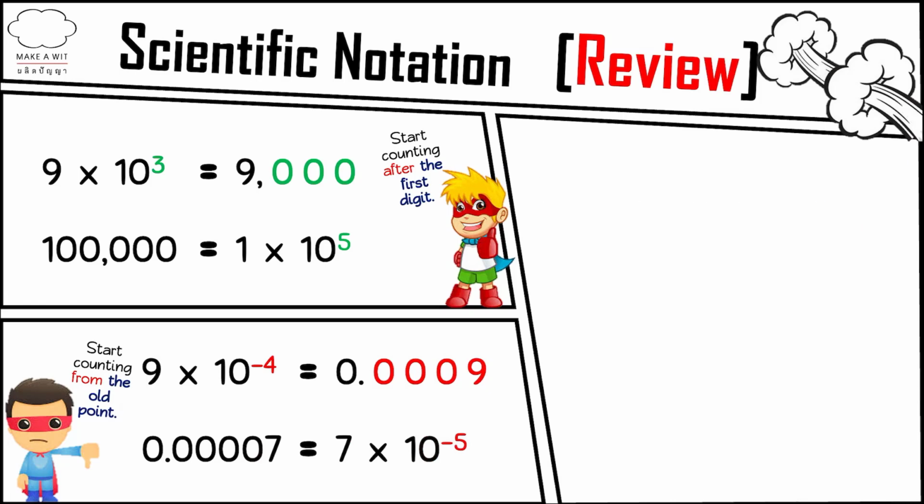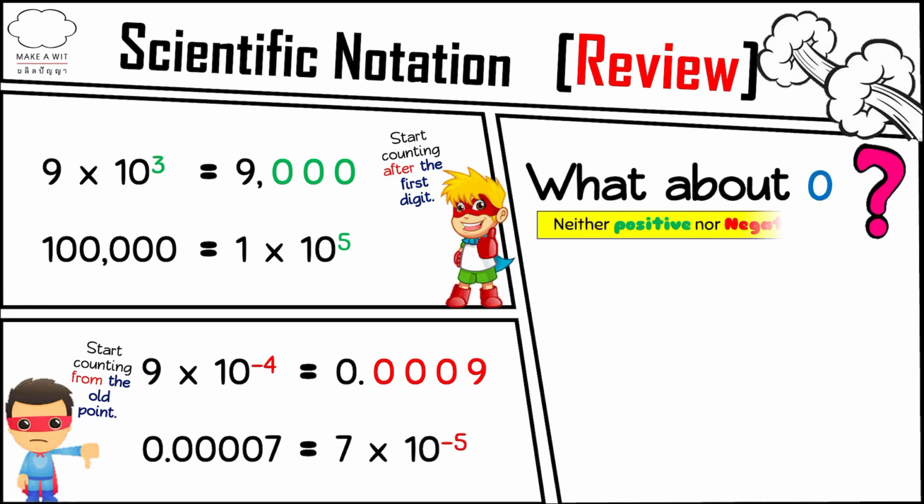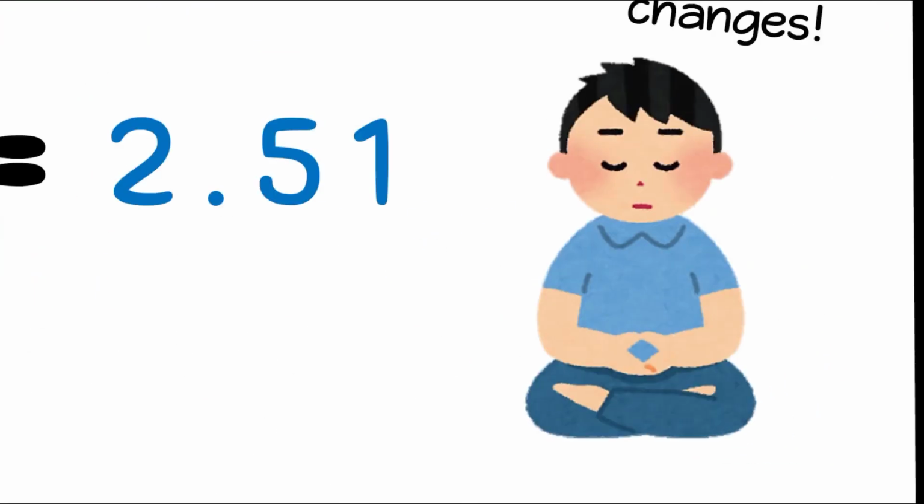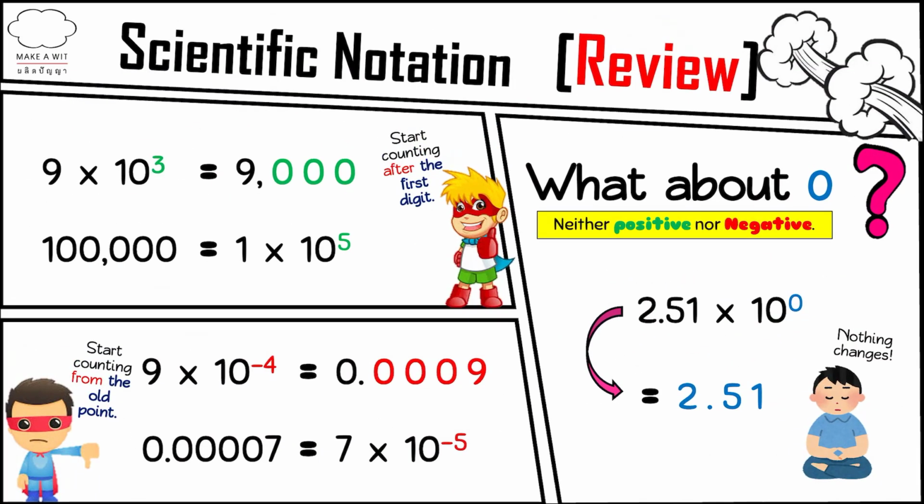Alright, now let's see. What about 0 then? Neither positive nor negative. Okay, if you have 2.51 times 10 to the power of 0, what happened? Can you change it to the standard form or the normal number? Just 2.51. Nothing changes because 10 to the power of 0 equals 1, right? Equals 1. So nothing changed.